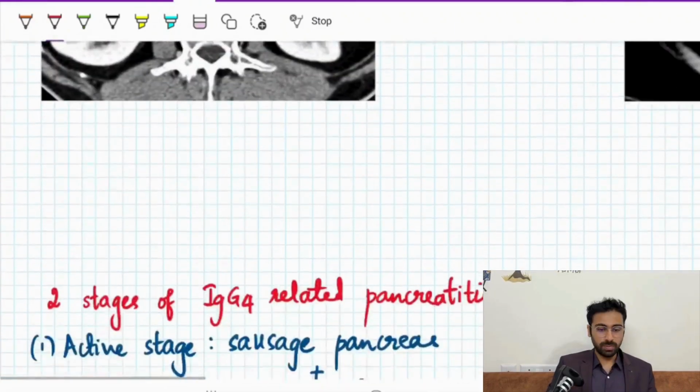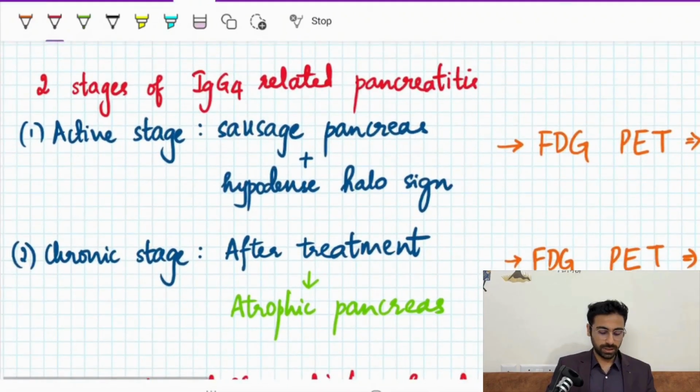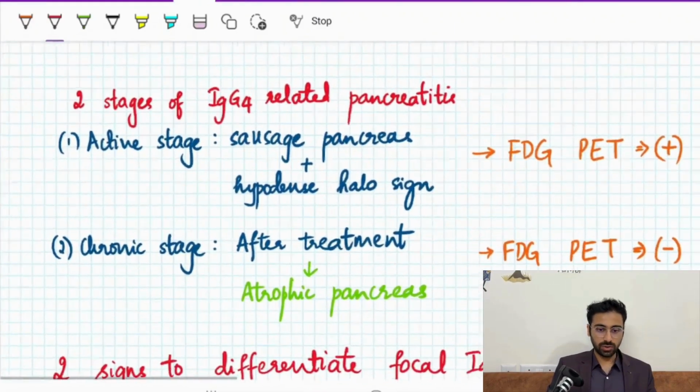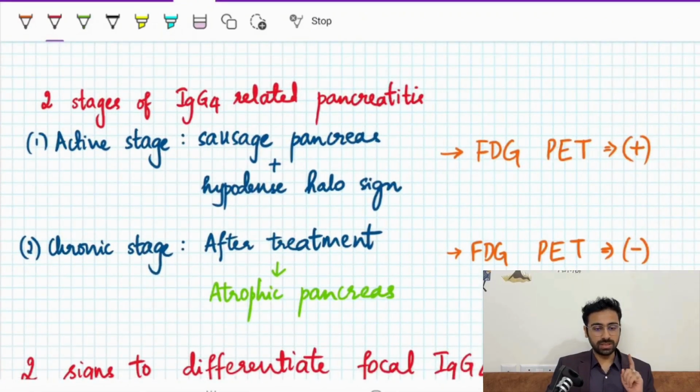Now what you have to remember is that there are two stages of IgG4 related autoimmune pancreatitis. First is the active stage. Here we get the classic sausage pancreas, the hypodense halo sign, and in this stage the FDG PET is positive. This is where most of the patients are diagnosed as having autoimmune pancreatitis.